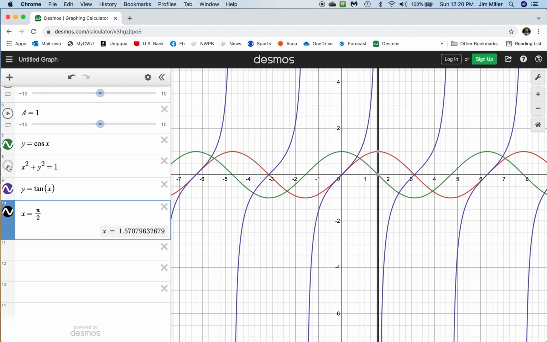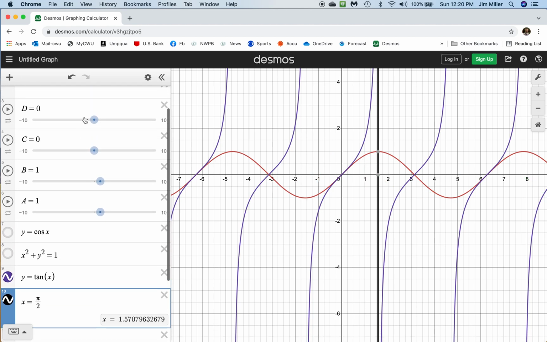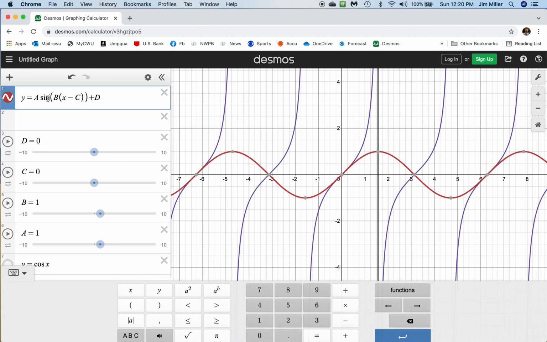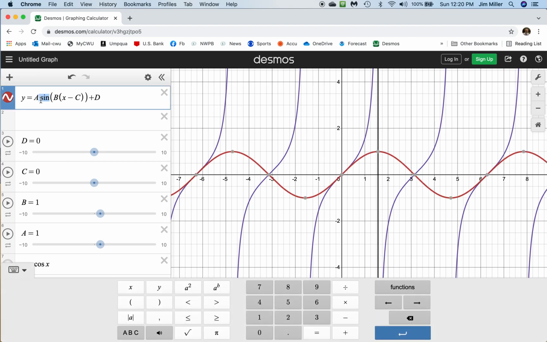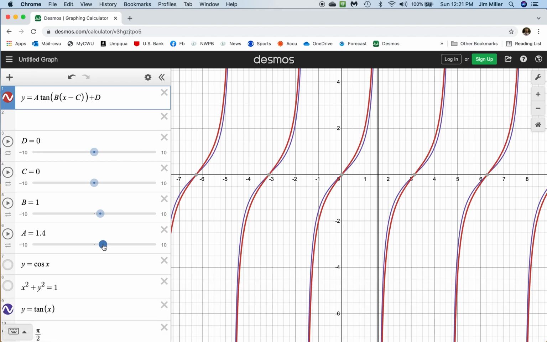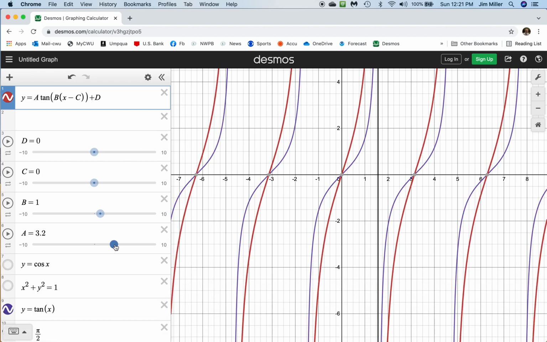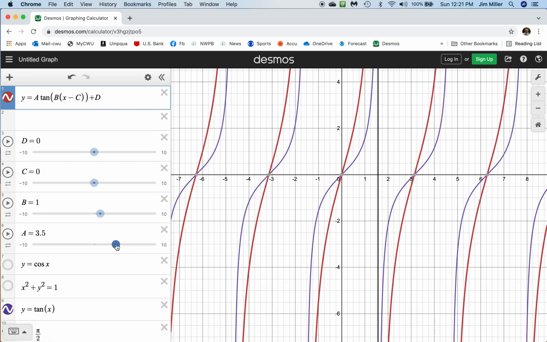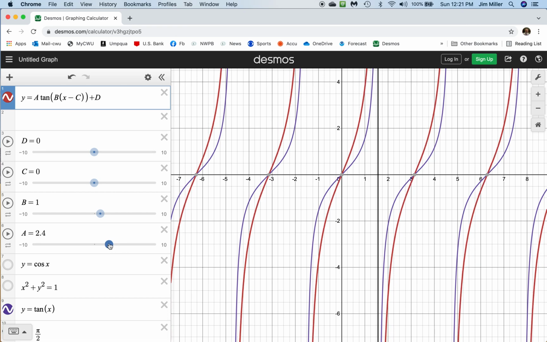I'm going to turn off my unit circle. I'm going to turn off the cosine. I'm going to leave these A, B, and C and go to tangent, just to see what happens to the tangent as we change the parameters here. So once again, A will stretch or shrink vertically. So if I go bigger, you can see how it's stretching. I left the tangent, the purple, on so you can see how it changes.